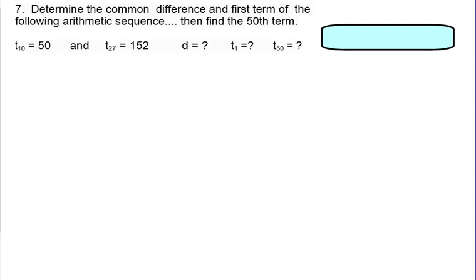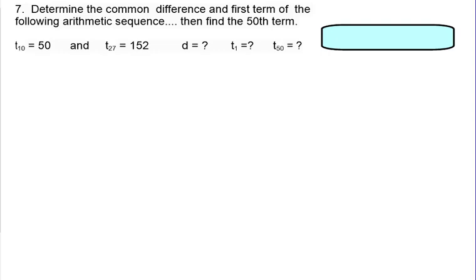All right, so determine the common difference and the first term of the following arithmetic sequence, then find the 50th term. I'm not going to find the 50th term. You should be able to do that by now. But in this case, we have two unknowns. And when we have two unknowns, that means we need two equations.